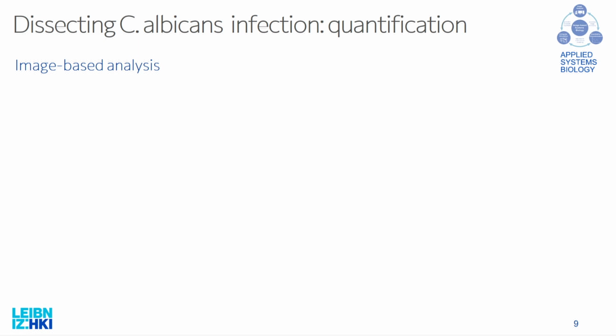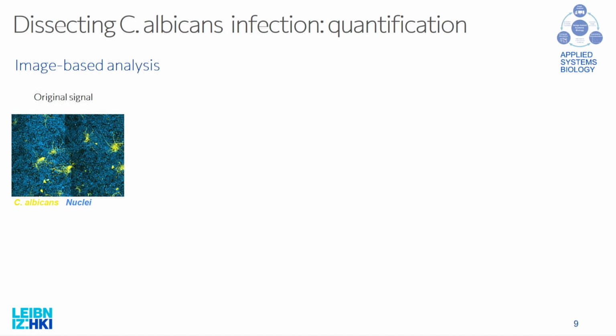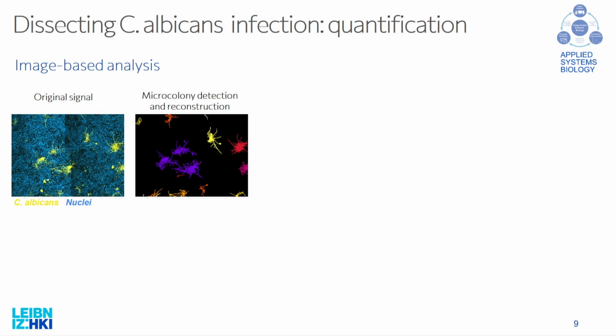You have already heard a little bit about it, but it all starts with the original signal. We don't need much. We just need Candida albicans and the nuclei. And these are big pictures. They are tiles that comprise several or big parts of the tissue, and they are also in 3D, so they are z-stacks. And with this, we can detect and reconstruct the microcolony, but not in 2D, but in 3D. This is trickier than it looks.